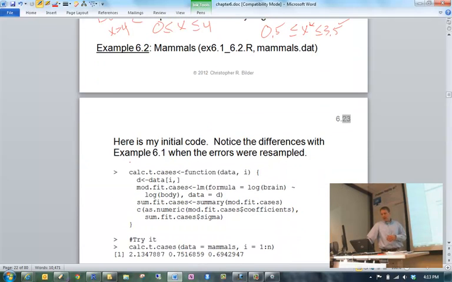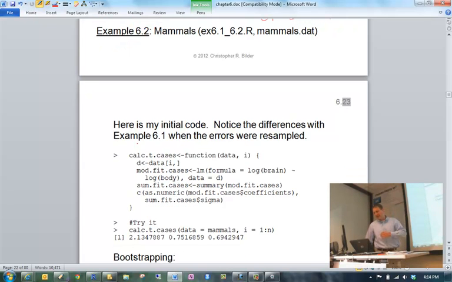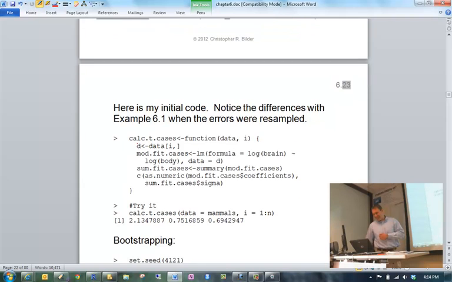This is with the mammals data. And Elizabeth told me before class, maybe some of you heard, that the mammals data is actually in the MASS package. And you can look it up and find out exactly what animals these mammals were, and also the scale that the data was measured.